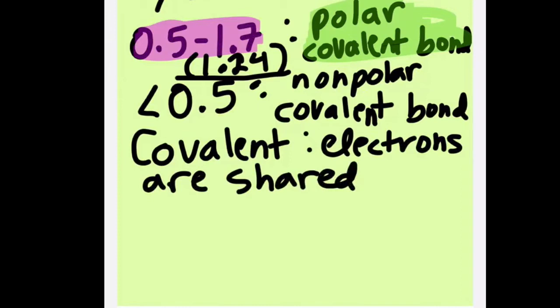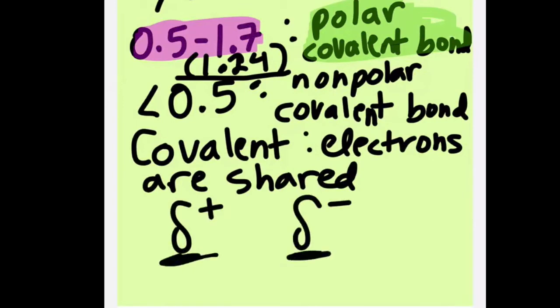So a partial positive and a partial negative, these symbols mean partial. So the partial positive and partial negatives are necessary. In a polar covalent bond, the electrons are shared between the atoms, but are not shared equally. Now let's go back to our example.